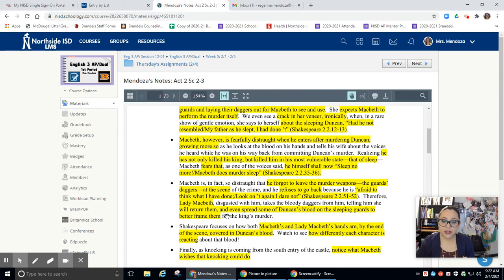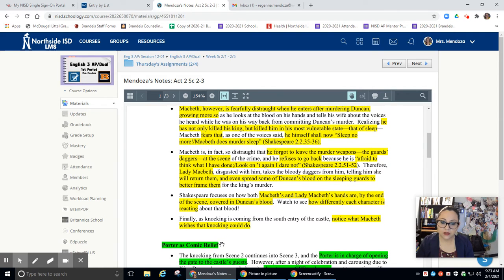And ultimately, we hear knocking, and it's quite loud and urgent. And Macbeth wishes that this knocking could do something at the end of scene 2. So make sure you know what that is.